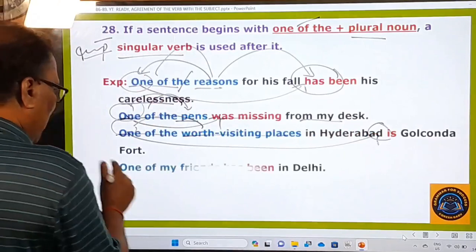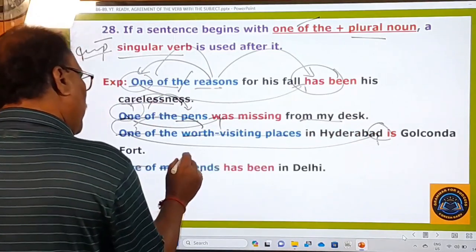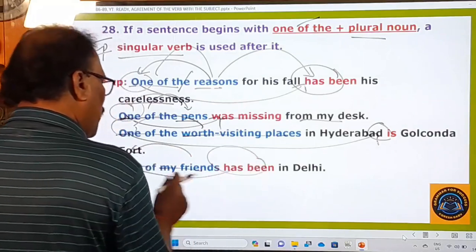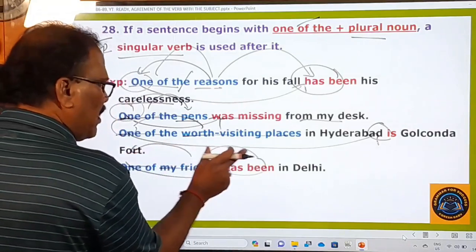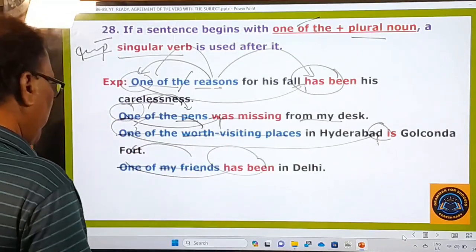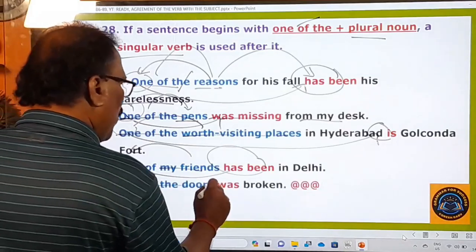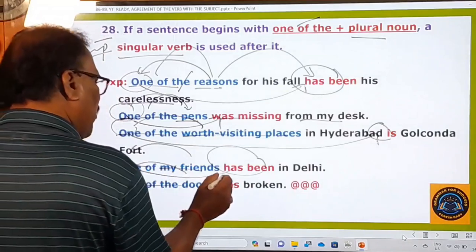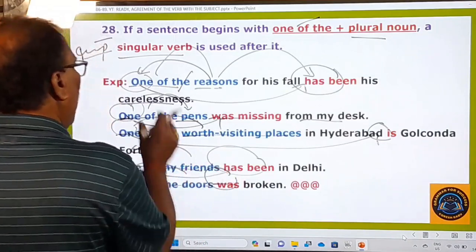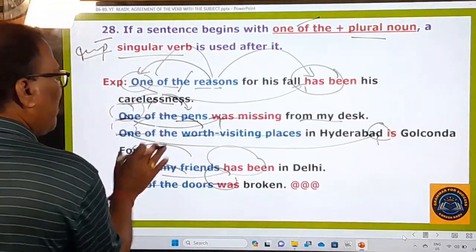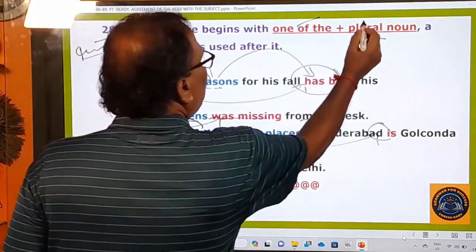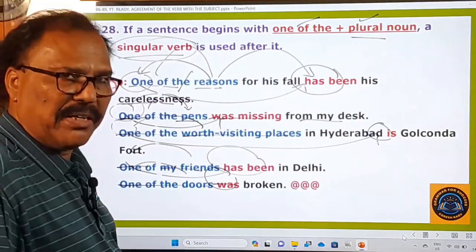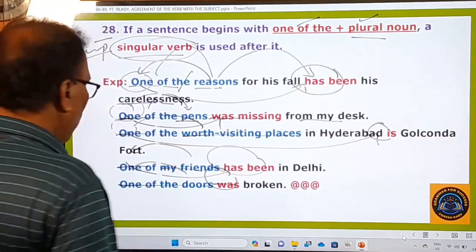Right. And then, one of my friends. You have so many friends, but only one you are taking. One of my friends has been. So one of plus plural noun plus singular verb. Okay. And here, one of the doors was broken. There are so many doors, but only one of them was broken. So in this way, when the sentence begins with one of the plus plural noun, the verb must always be in the singular number. Okay, now let's move on to the next one.